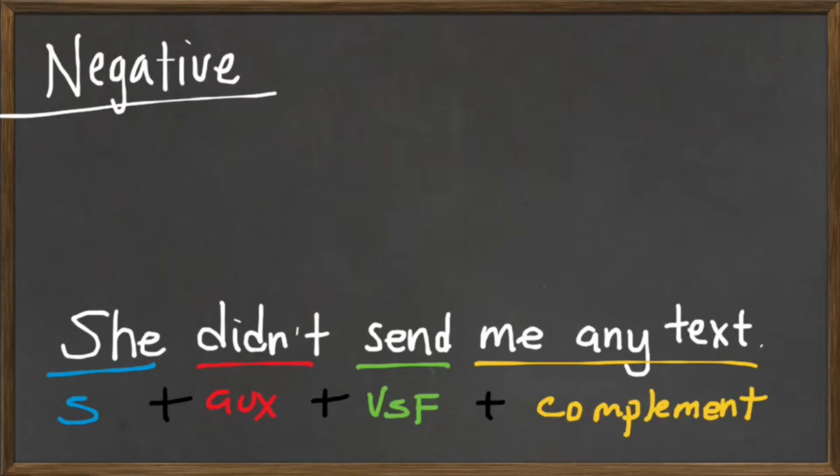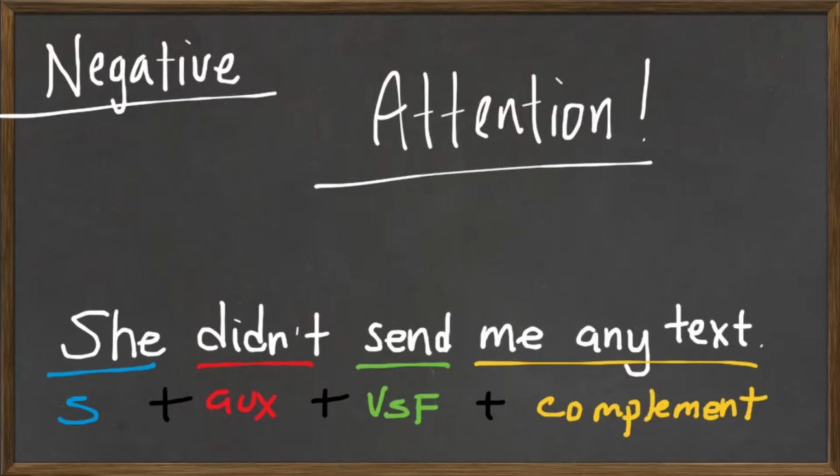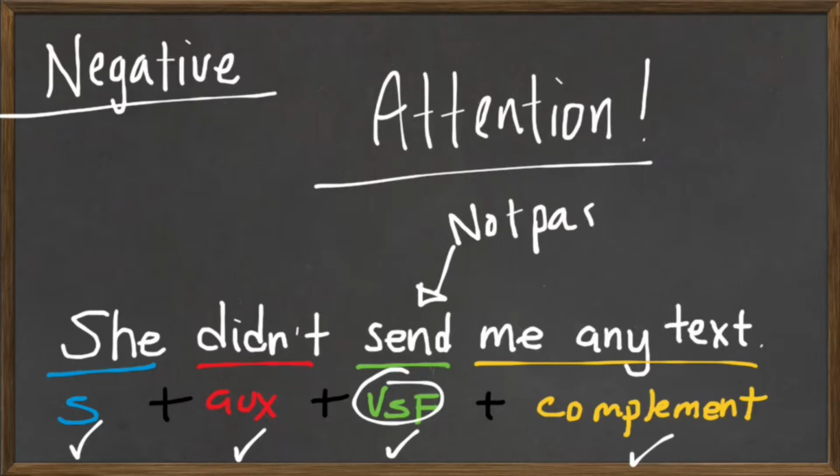Let's move on. Now, the negative form of the past simple, or the simple past, has 4 parts. It is very important that we pay attention here. If you pay attention, this will save you a lot of mistakes or errors. The formula for the simple past in negative is subject, auxiliary didn't, verb in simple form, and complement. If you notice, this verb is not in the past. And why is that? Because we have the auxiliary didn't.